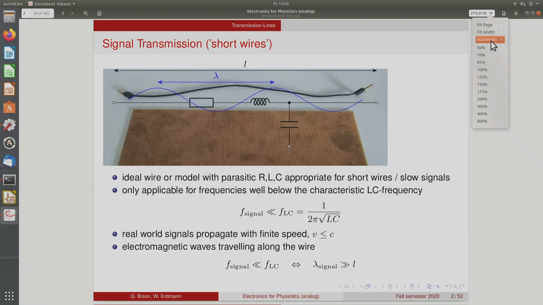It turns out that the simple picture is only applicable if the wavelength of the signals that you're sending over the wire is much longer than the wire itself. So if you have a piece of wire and the relevant frequency of the signal is so high that it would make several oscillations, it's clear that you cannot model your wire with a single circuit. You will have to make a more finely segmented picture of it.